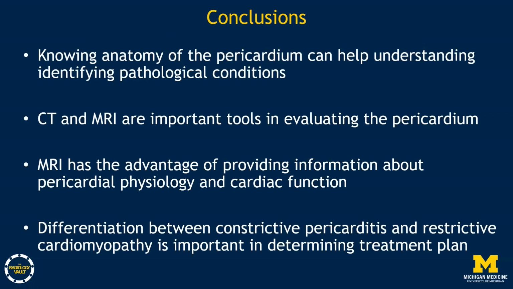Conclusions. Knowing anatomy of the pericardium can help understanding and identifying pathological conditions. CT and the MRI are important tools in evaluating the pericardium. MRI has an advantage of providing information about pericardial physiology and cardiac function. Differentiation between constrictive pericarditis and restrictive cardiomyopathy is important in determining treatment plan.